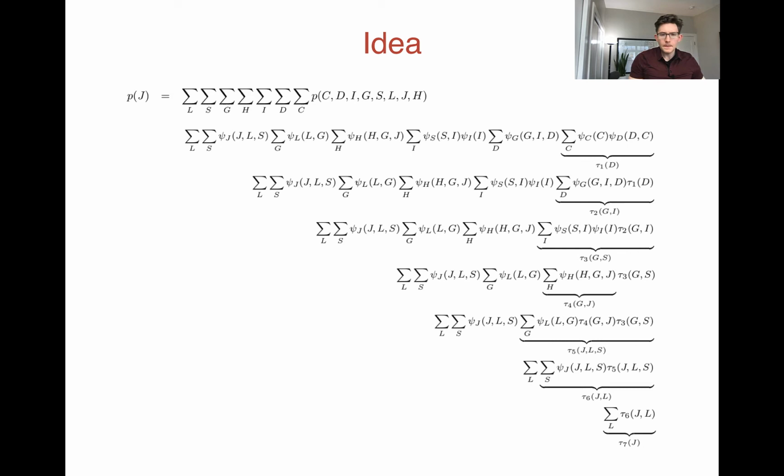Keep going. Sorry, I lost my writing that we had before. But just to reiterate, this step, D squared, D to the 3, D to the 3 again, D to the 3 again. Notice that in this step, we have four variables inside our sum, H, G, J, and S.